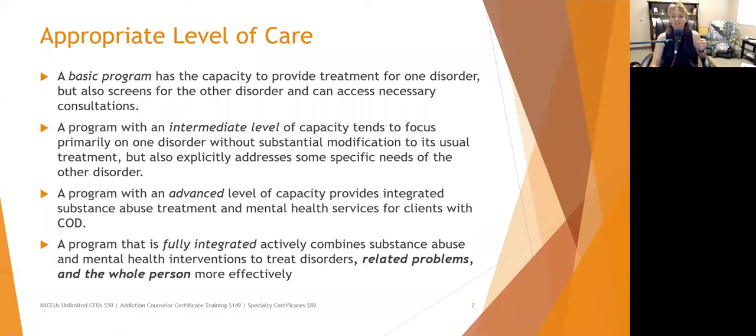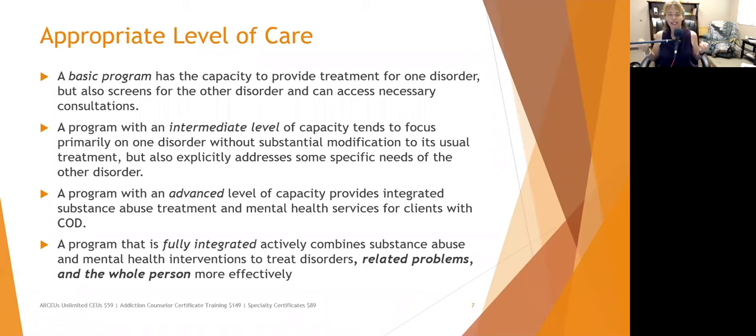A program with advanced level of capacity provides integrated substance use treatment and mental health services for clients with co-occurring disorders. So this is when you've got clinicians on board in your program, either substance abuse and mental health clinicians, or people who are duly trained and certified who can work with clients. You're not having to refer out to other programs or other agencies, and you're able to treat, and you do treat both of them concurrently.